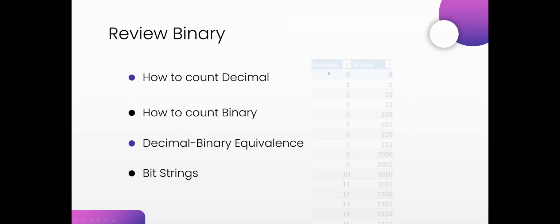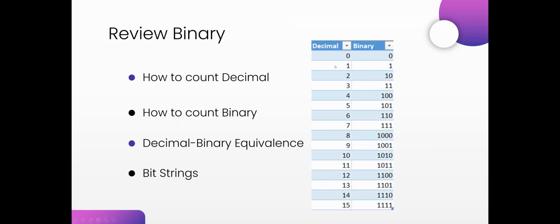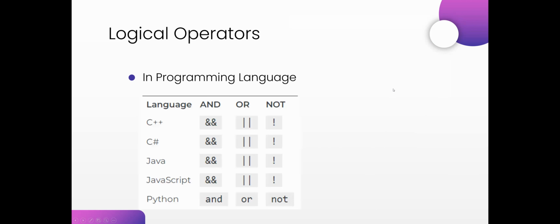Okay, so let's continue. This is how we count the binary: 0, 1, 1, 0, 1, 1, 1, 1, 0, 0, 1, 0, 1, etc. Right? We learned this in the first lecture. If you forget some of the topics, you can go to my YouTube to review.